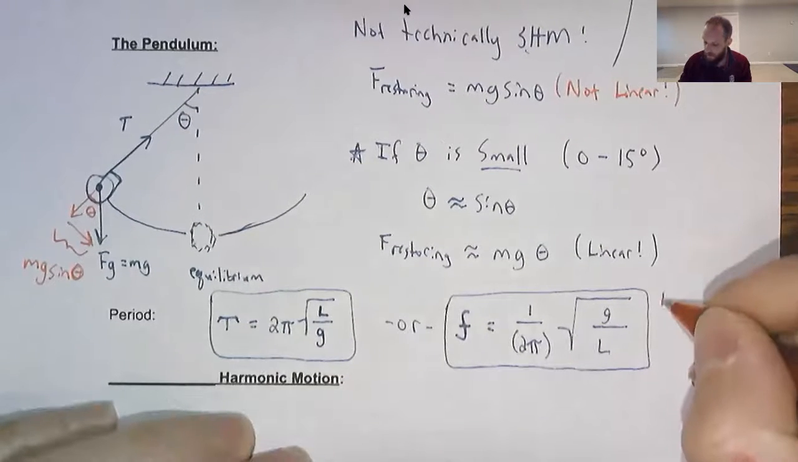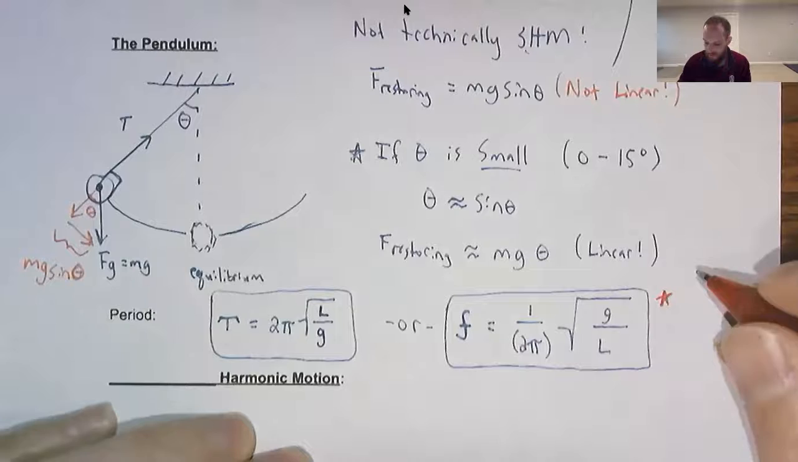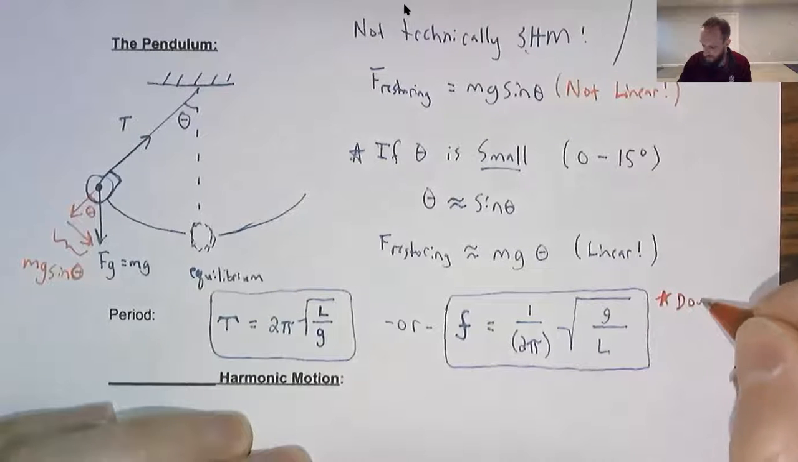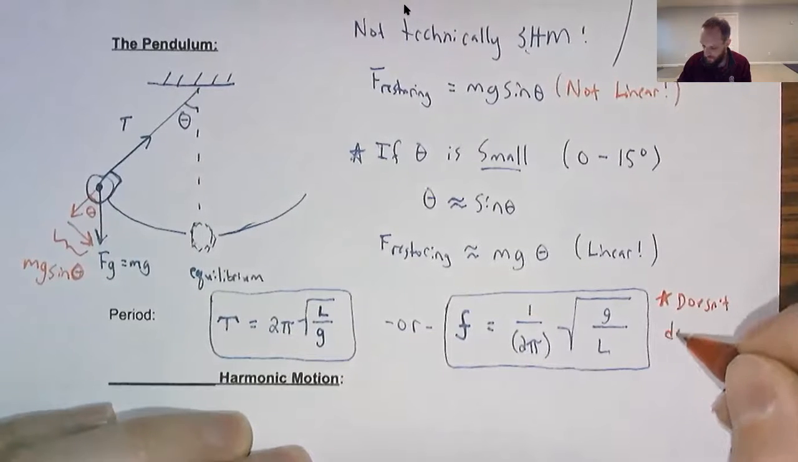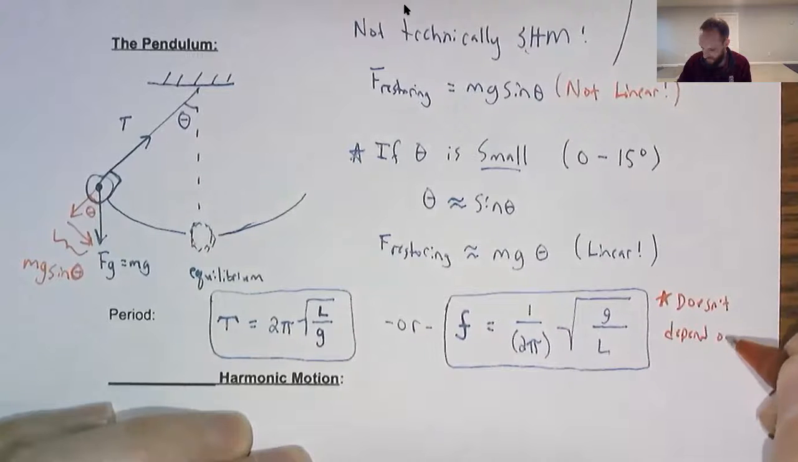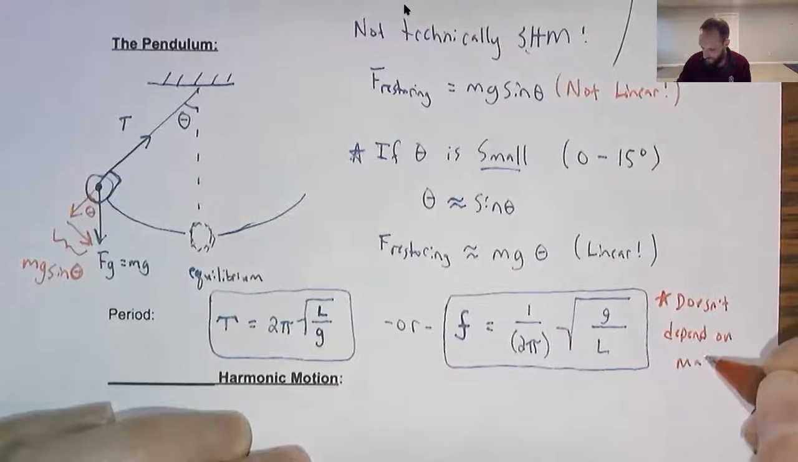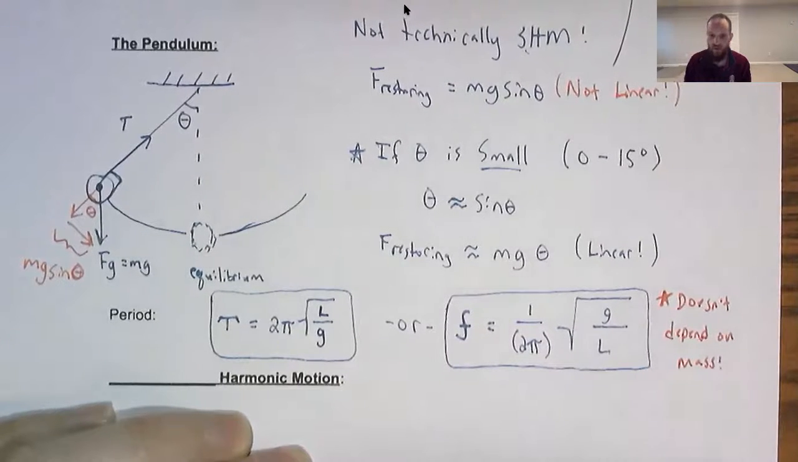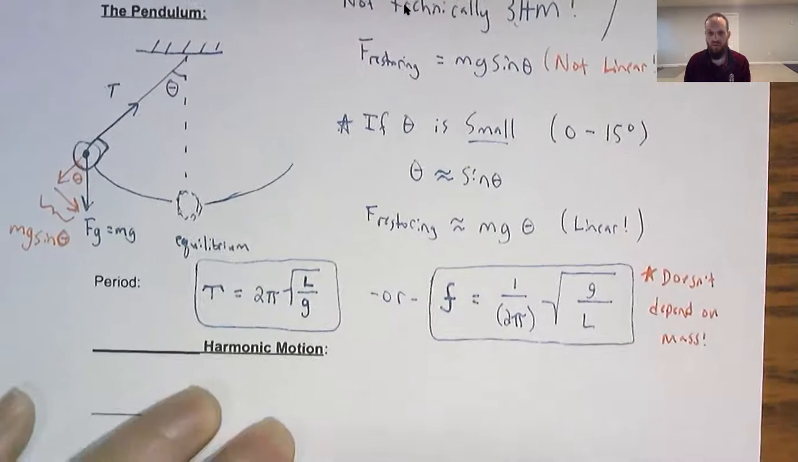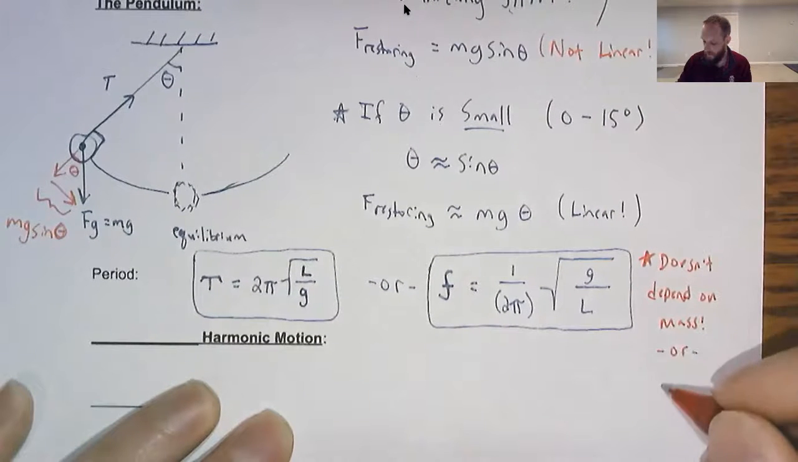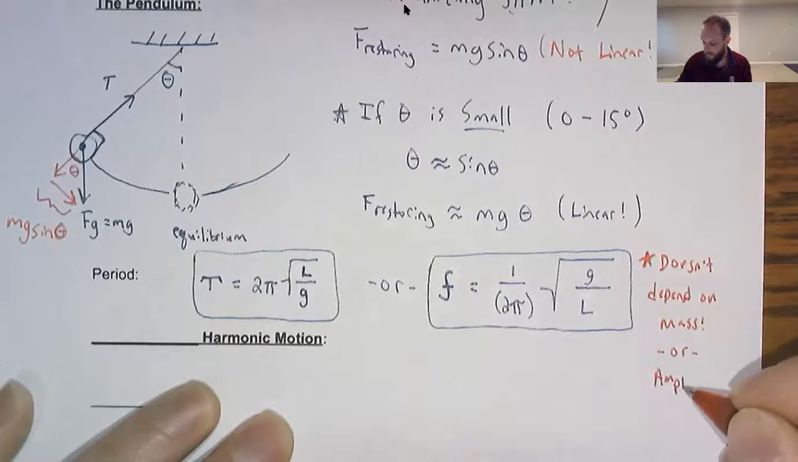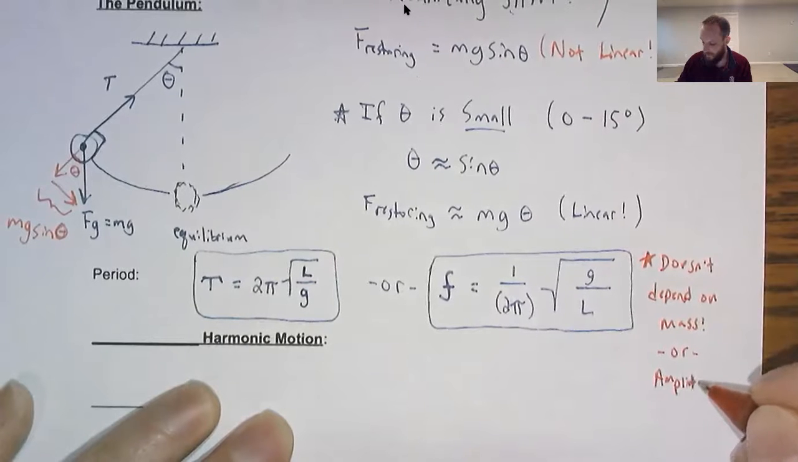The last thing I just want to comment on and point out explicitly is that the period of a simple pendulum doesn't depend on mass. Doesn't matter, like the spring mass system does depend on mass, but not the pendulum, or amplitude. Amplitude, how far back it's pulled.